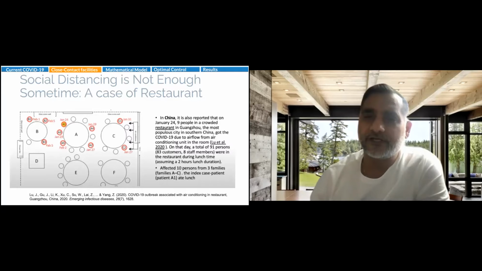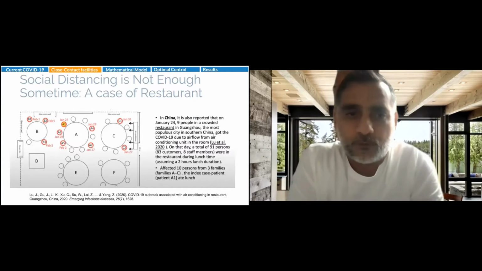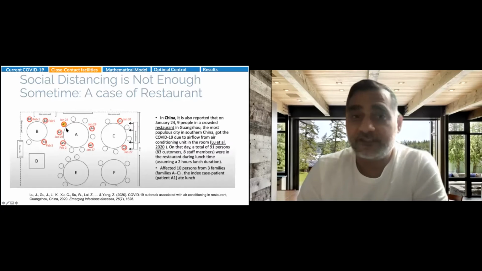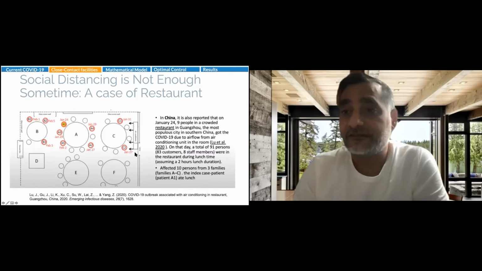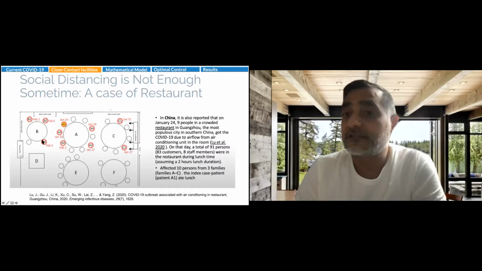Also a very critical study was done in a restaurant in China, where one person, this A1 person, was infected, and he was eating food with family members. It turns out this person infected people in other seats also, not only the people around him, but also at other tables. These are tables A, B, C, D, E in the restaurant, and this A1 infected all these red circles eventually.